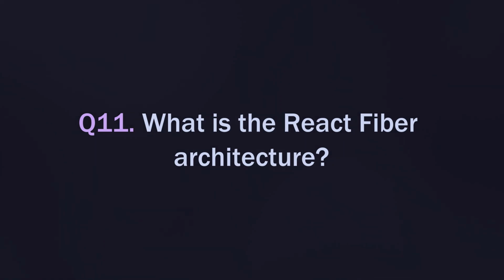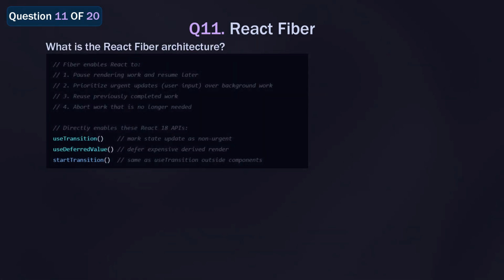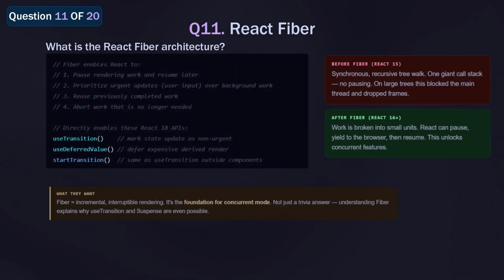What is the React Fiber architecture? Fiber is the internal reconciliation engine React rewrote in version 16. The key innovation: rendering work is now incremental and interruptible. Before Fiber, React would walk the entire component tree synchronously in one pass. No pausing, no interrupting. On large trees, this blocked the main thread and dropped frames.